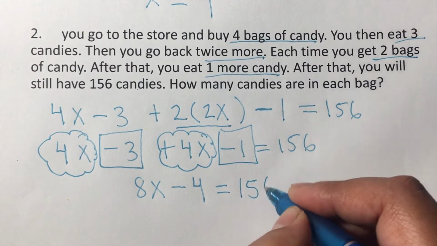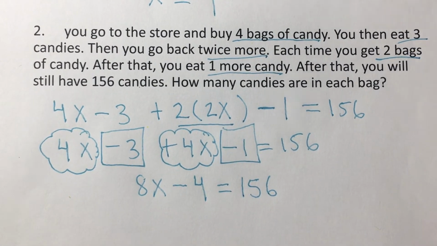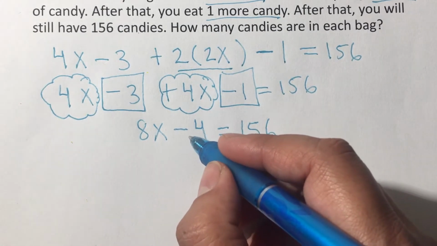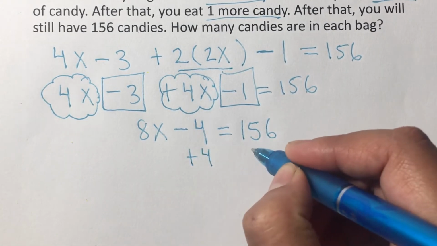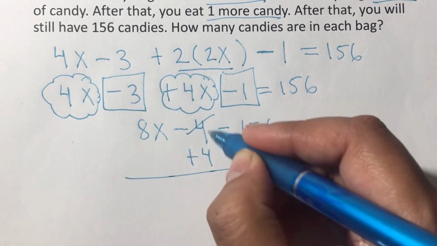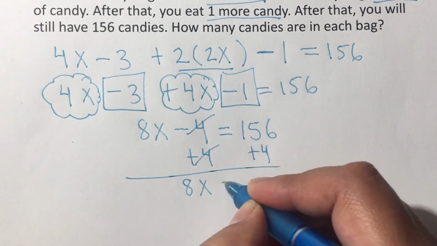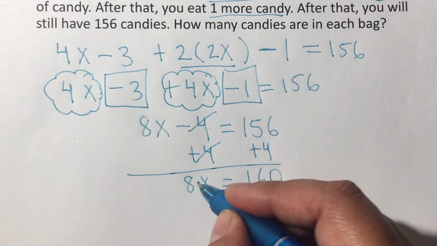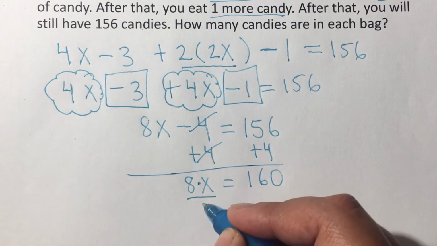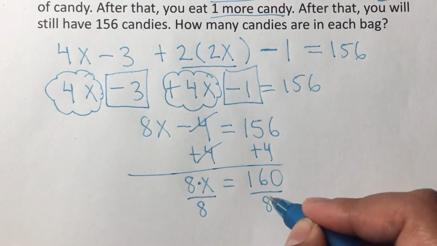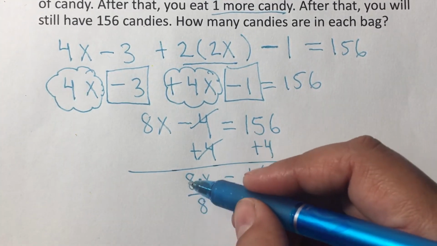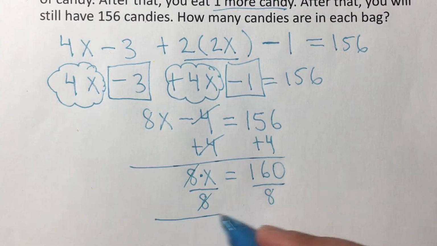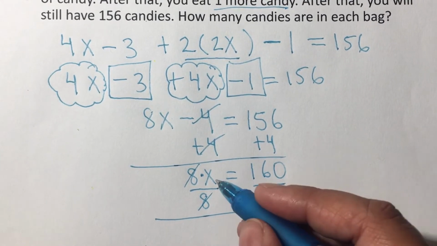And equals to 156. Now we're going to cancel. If we're subtracting, the opposite is to add. We get 8x equals 160. Finally, the opposite of multiplication is division. If you divide on one side, you divide on the other. Again, we don't change the sign in division. It's only in addition and subtraction.